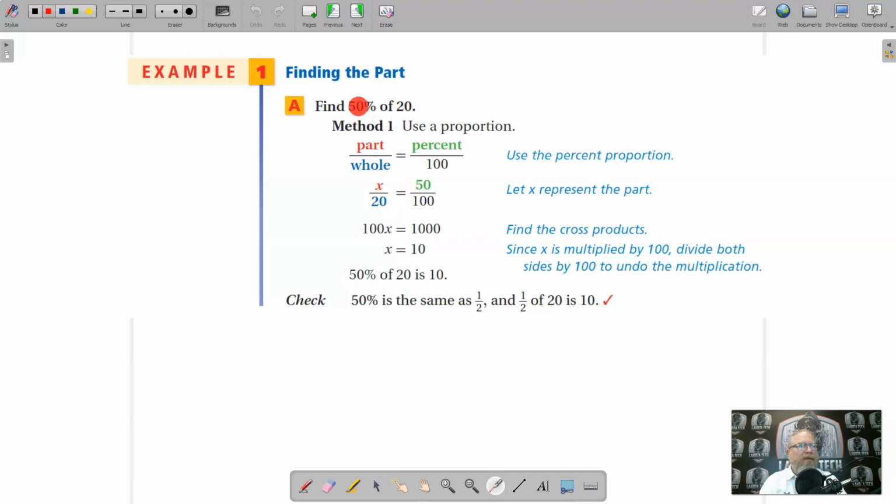The percent that they give us is 50. 50 parts of 100, so we have 50 over 100. Now we've got our proportion set up. Let's go ahead and use cross products. X times 100 is 100x. 20 times 50 is 1,000.